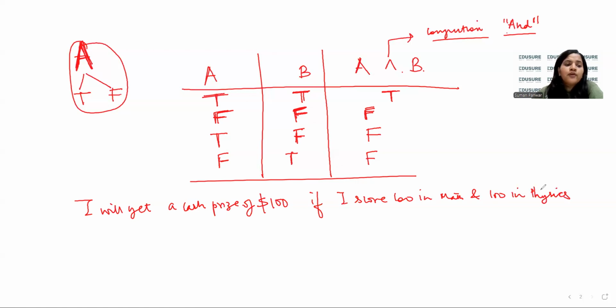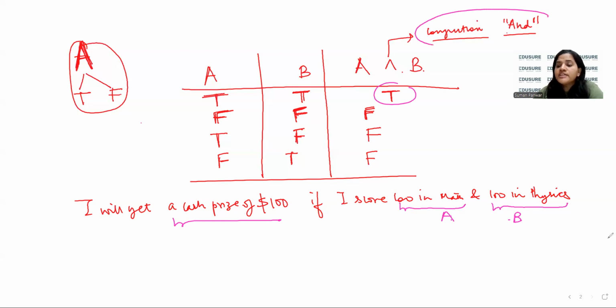So basically what is happening over here, a score of 100 in math is A and a score of 100 in physics is B. Okay. So if A and B both are happening, then only I am going to get a cash prize. Even if one of them is false, I am not going to get a cash prize. So this is the concept of conjunction.